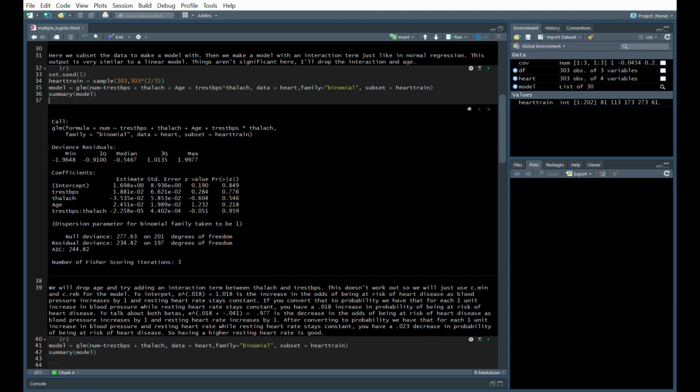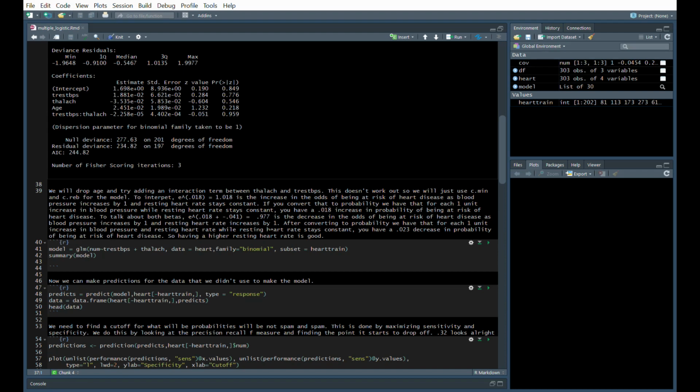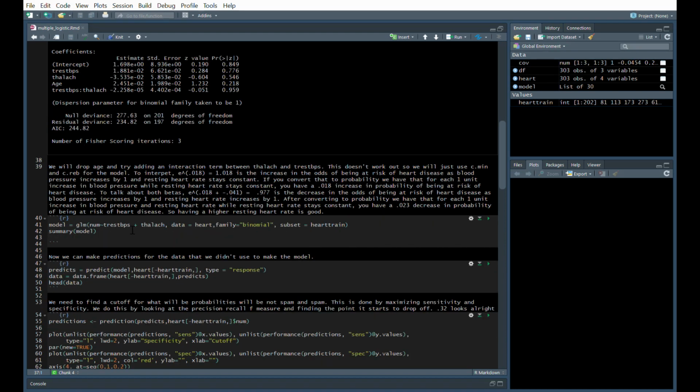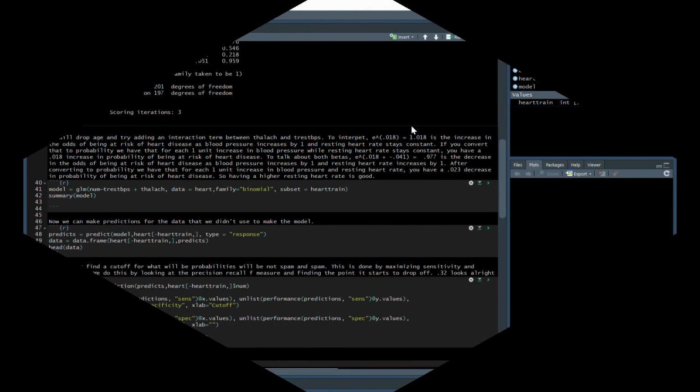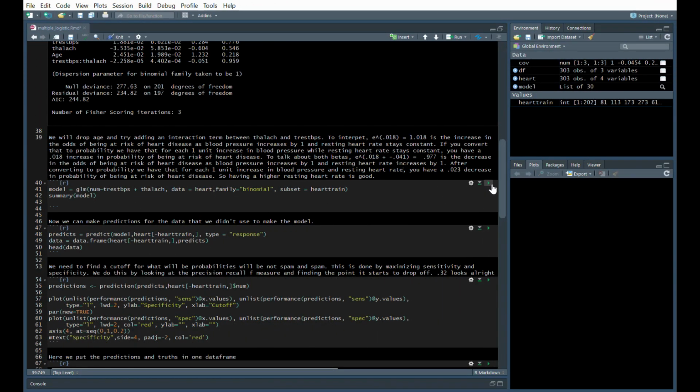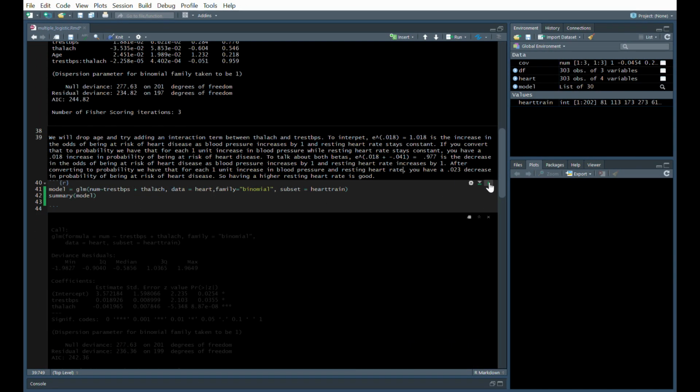So these are some very insignificant p-values. I am going to be dropping the interaction, and we're also going to drop age. I know it has a lower p-value than the others. I just know that it's going to work out better in the future. So let's go down here and make another model, this time with just trestbps and thalach. So let's go ahead and make this model and take a look at it.